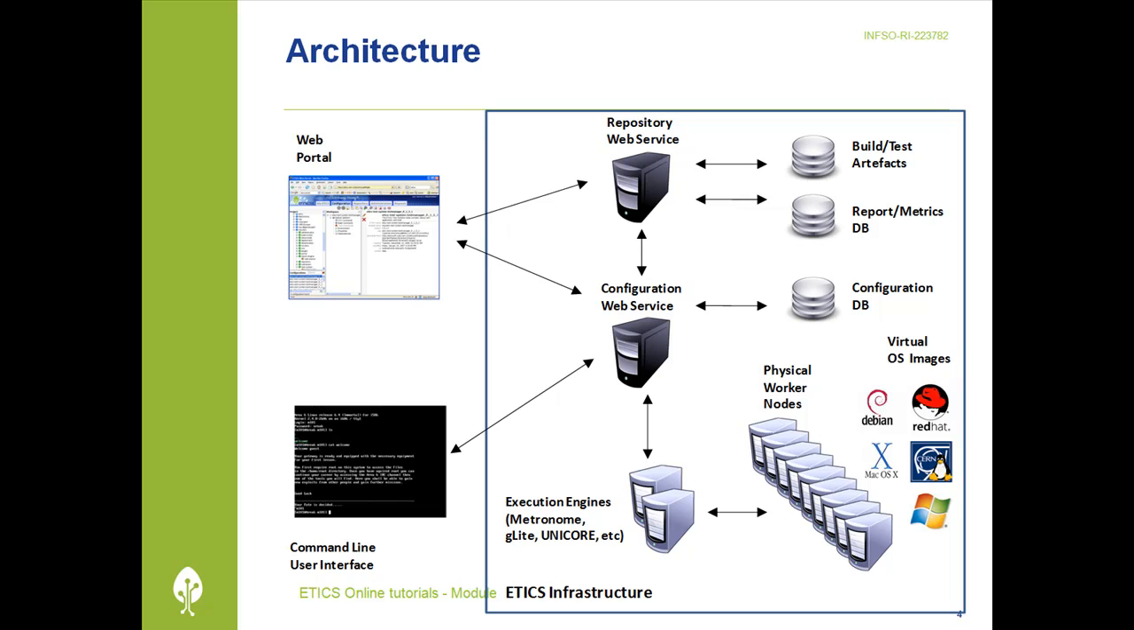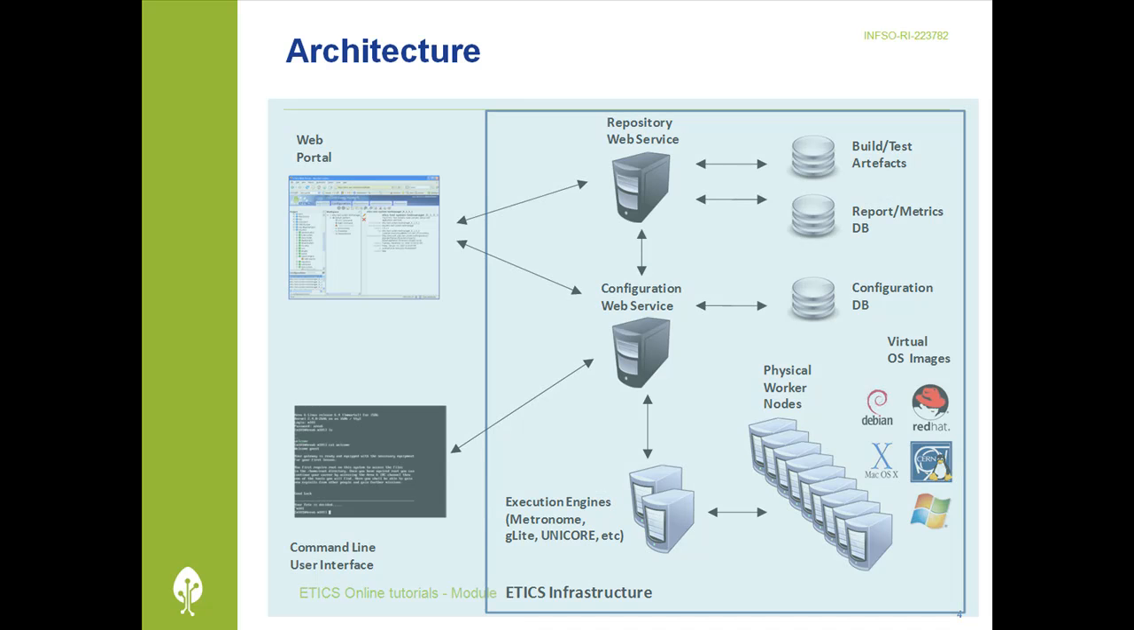A typical ETICS architecture is composed of 6 major components. The web portal is the main graphical user interface. It is used to define and manage project configurations, submit and monitor remote builds and tests, browse the packages and reports in the repository, and much more. The command line client provides very similar functionality as the web portal, but is mainly used to automate the build and test processes, execute scheduled builds and non-interactive jobs. It is also used to execute builds and tests on local user computers.